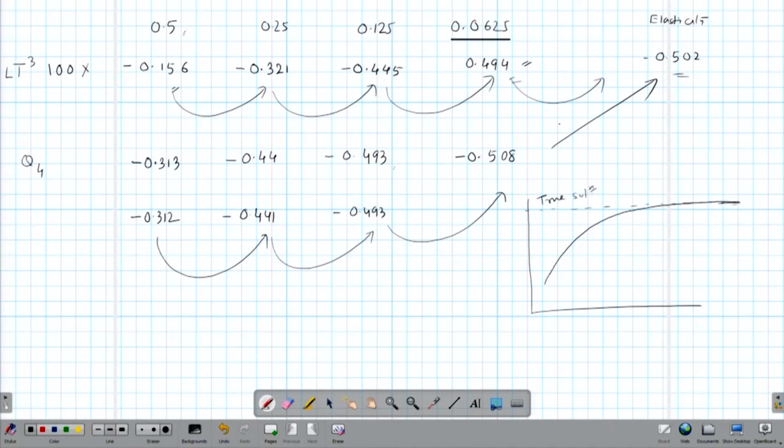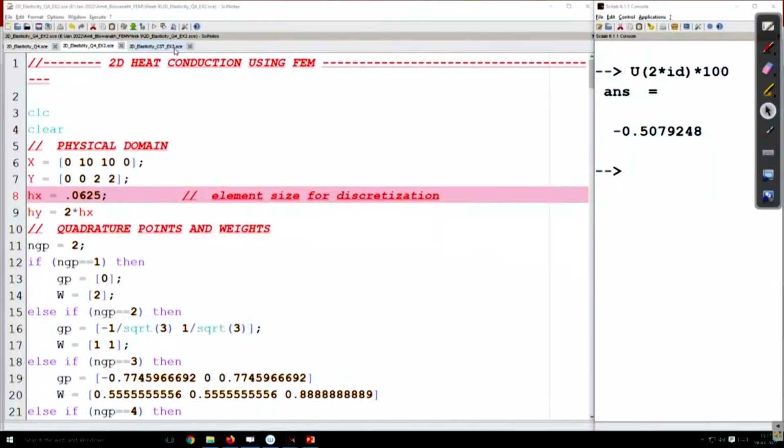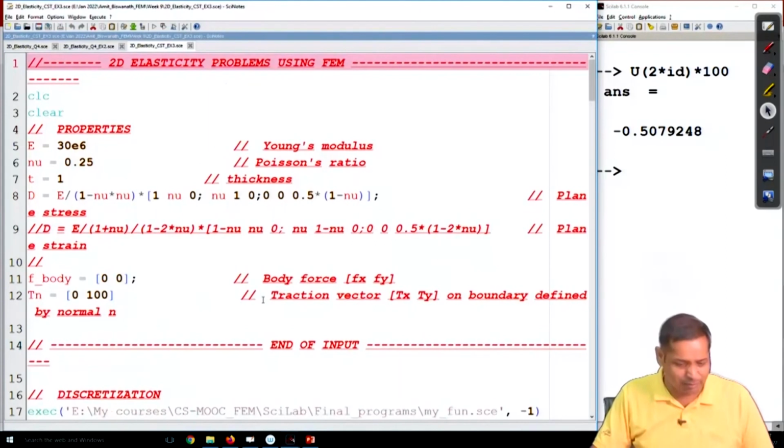Okay, it will not be exactly the true solution. Theoretically, it will not be equal to the true solution. Okay, but it will be closer to the true solution as we increase the number of elements. Now just to tell you a general application, another problem.